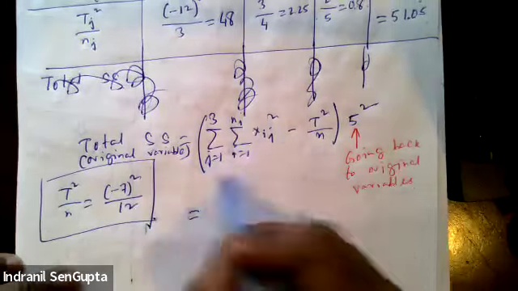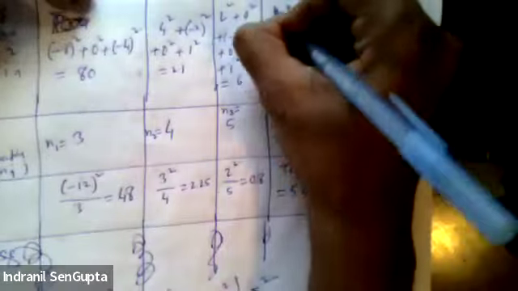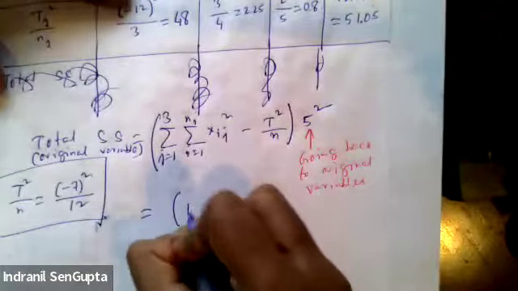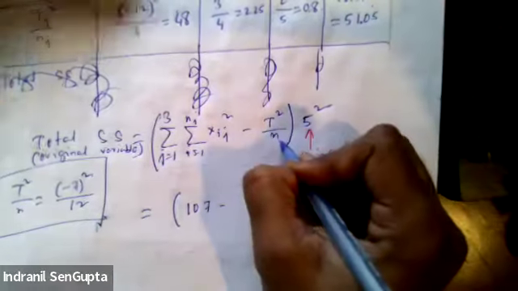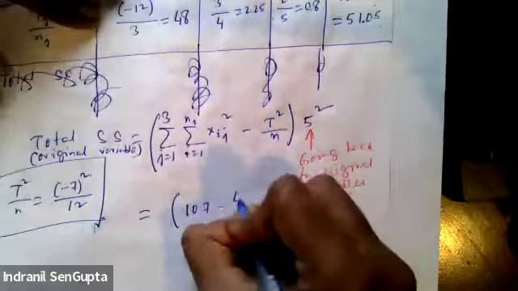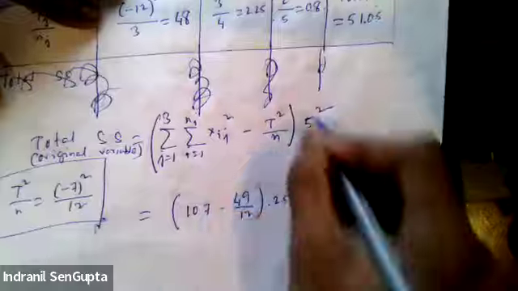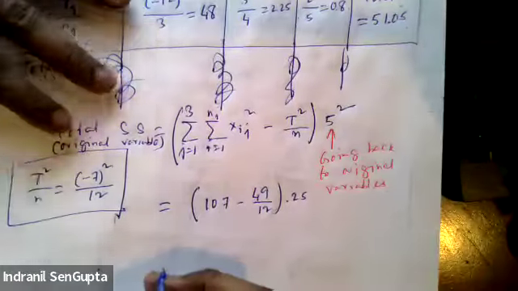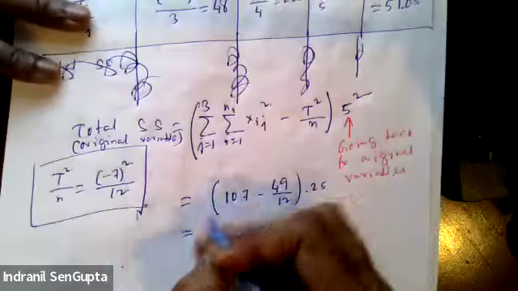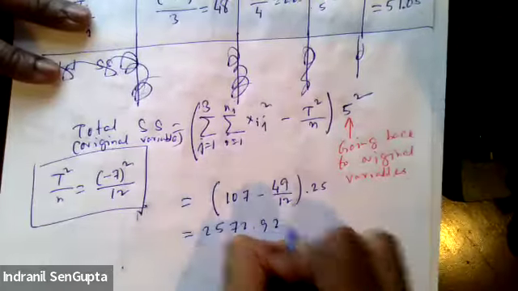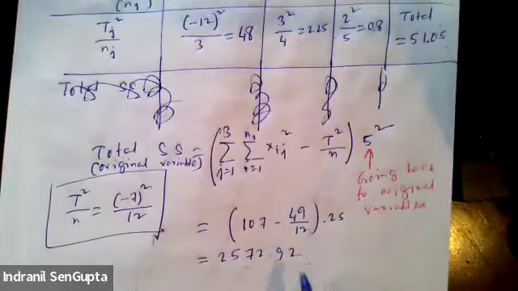The rest is very simple. So how do we get this number? This number should be here. The summation of this one, by the way, b is 3. So it's 107 minus T squared over n, which is 49 over 12, times 25, since 5 squared is 25. If you compute this, the total SS is going to be 2572.92. Of course, you're welcome to use the original data and compute this. You'll get the same answer, but this is a little faster way of doing it.